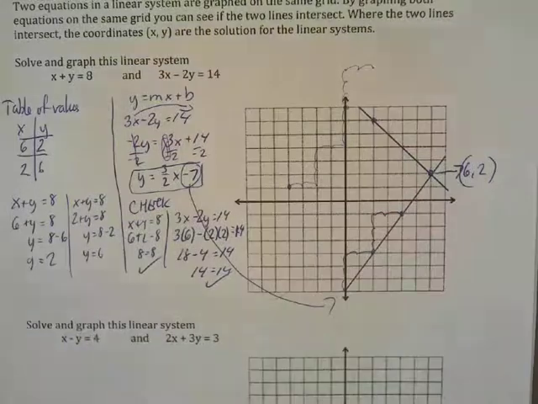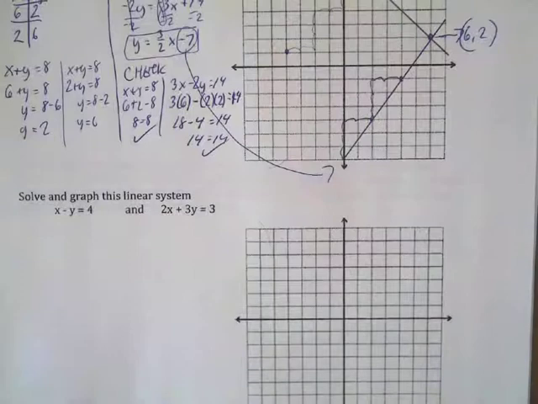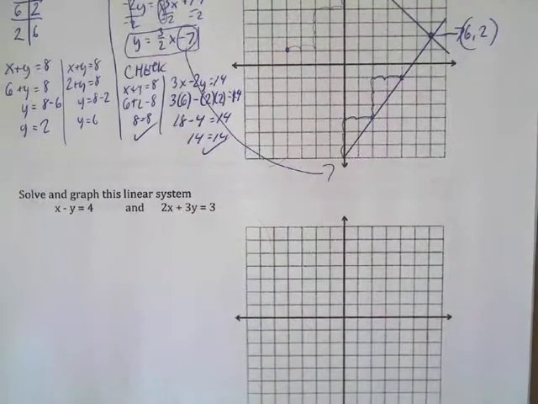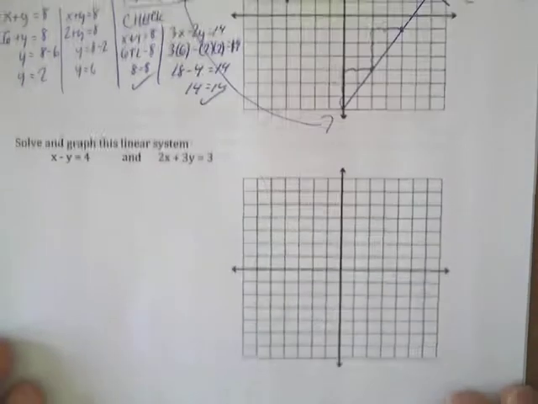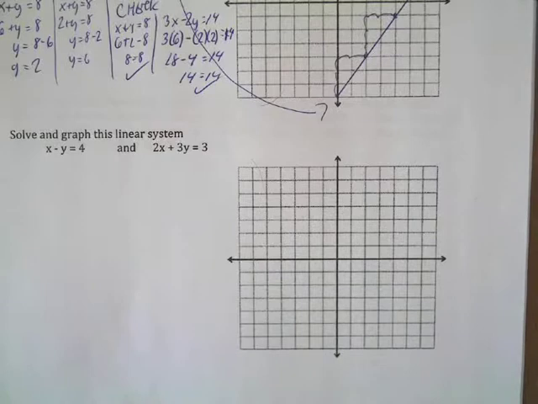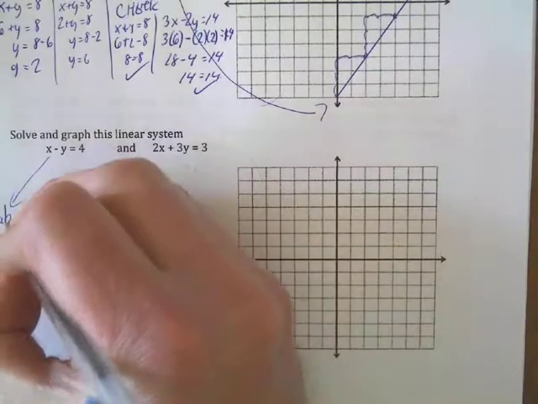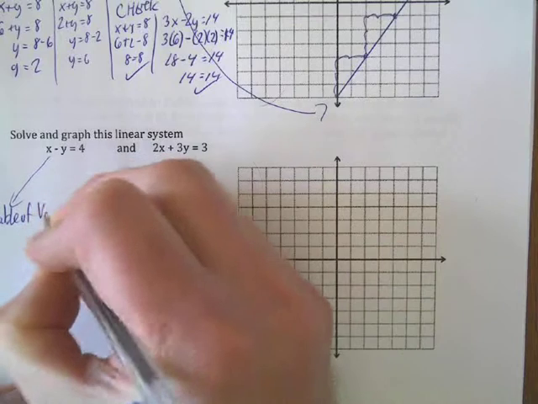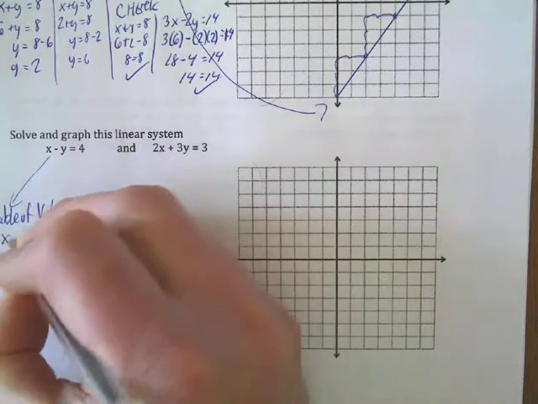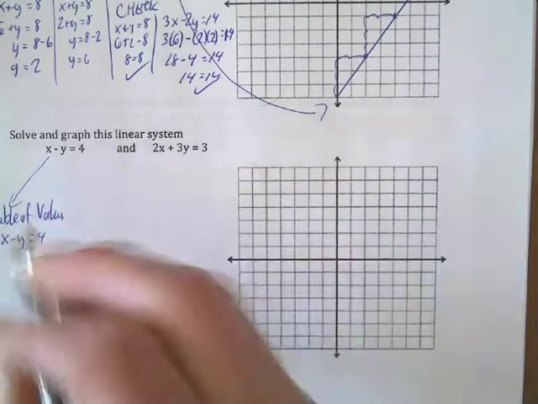Next one we're going to look at. Actually, I want you to try this one. So stop the tape, take a look at it, see if you can solve this for me, and once you're ready, turn back on and check your answers with my answer. So over here, I'm going to create a table of values. x minus y is equal to 4.